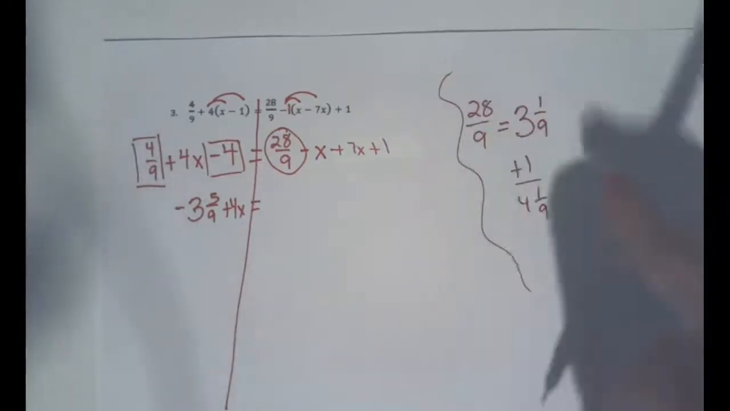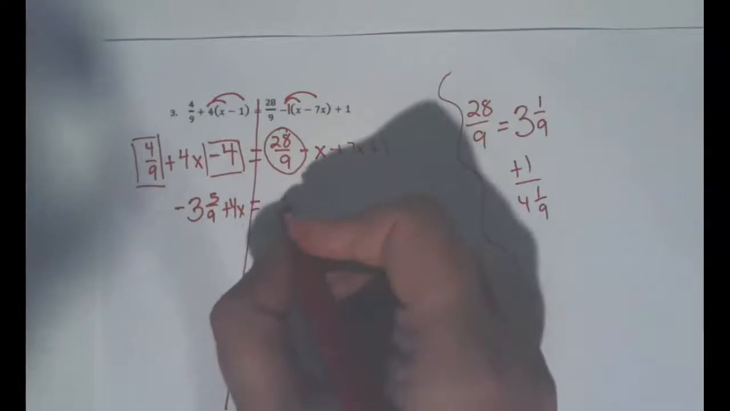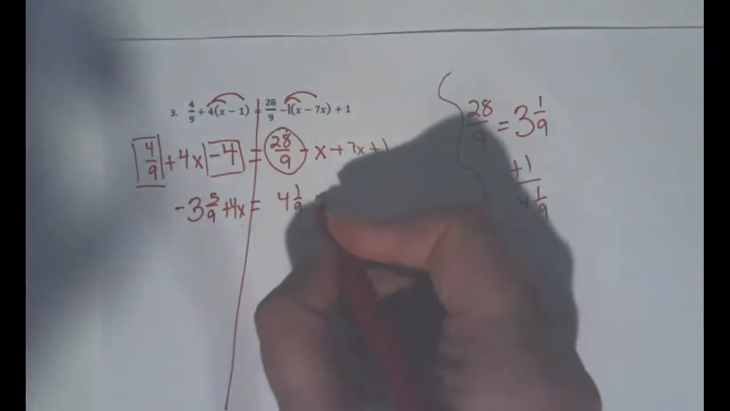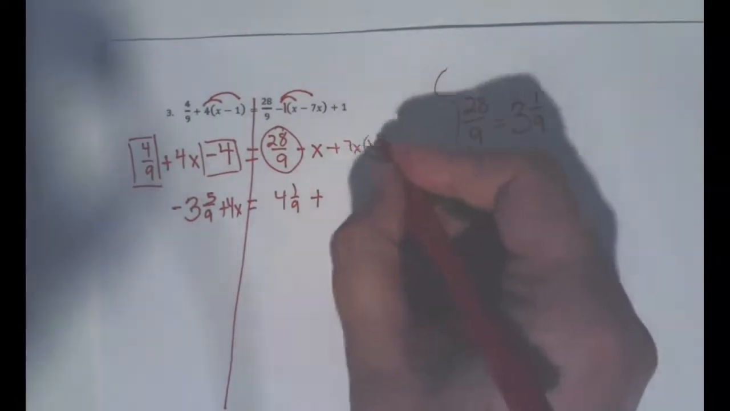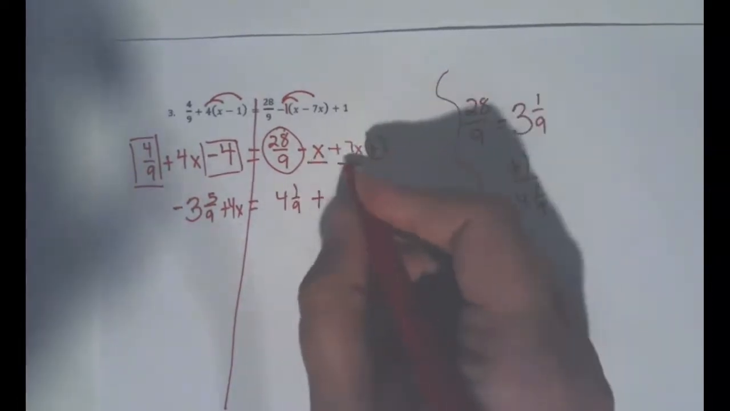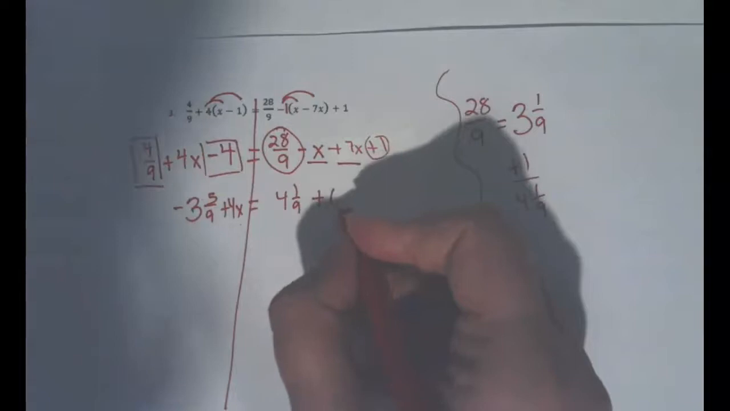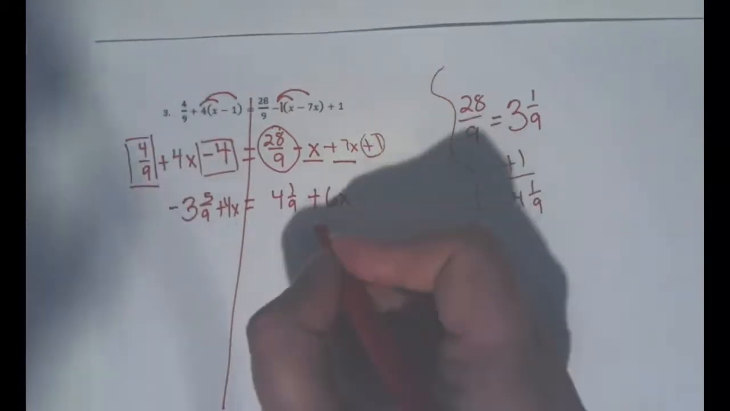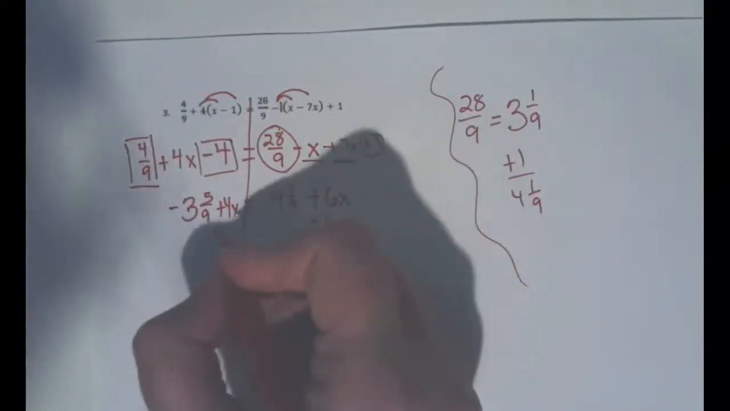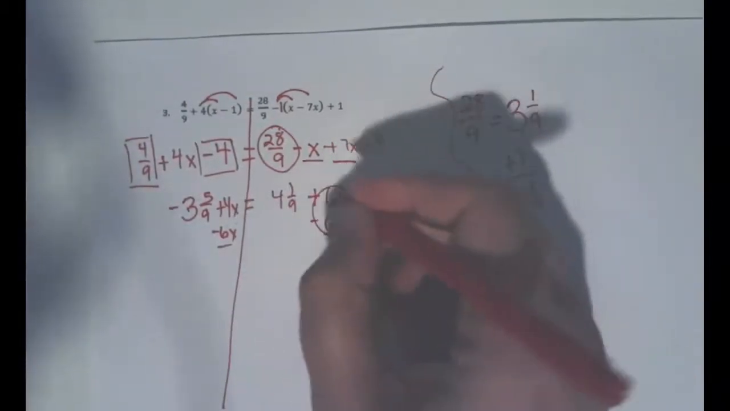This is just kind of my side work. Okay, so 4 1/9 plus -x and 7x makes positive 6x. Okay, now I'm going to move my variables to the same side. I think I'll just subtract 6x from each side this time.